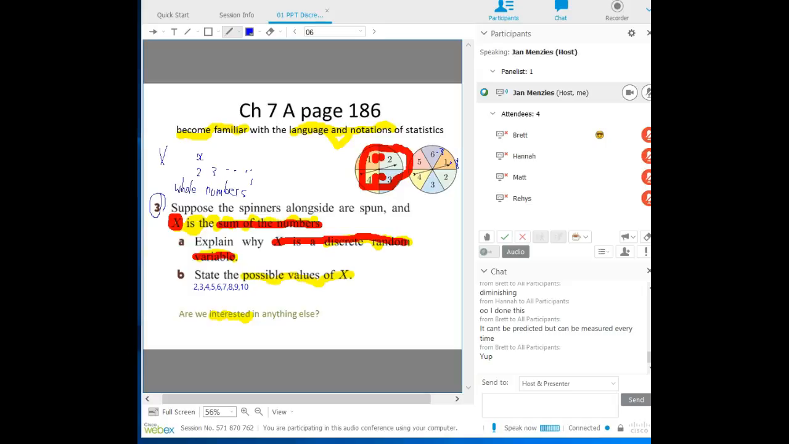Now, I've just asked, are we interested in anything else with these spinners? Can anyone put a story? Why should we care what the sum of the spinners is?